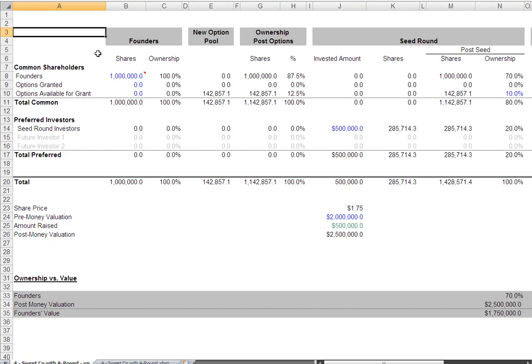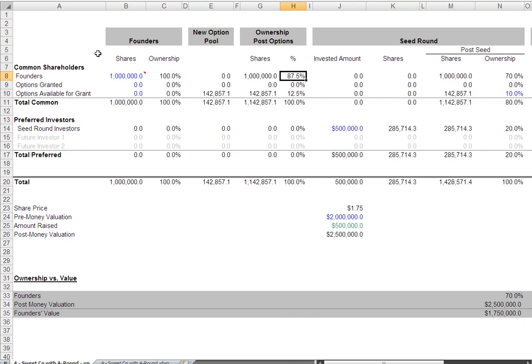So what I want to talk about now is a subsequent round. Let's say the company raised a seed round. In our last case, it was $500,000, and the company's made significant progress, and they were able to raise a Series A. I want to talk about what that looks like and how the model changes.